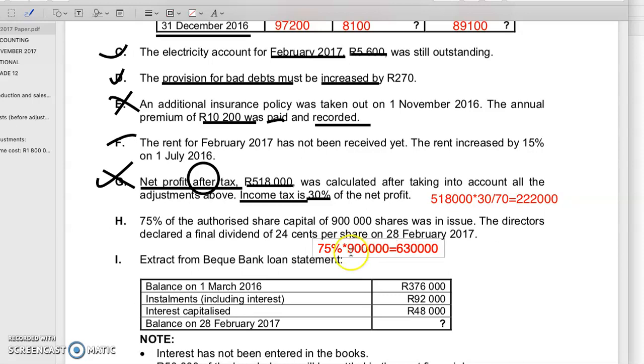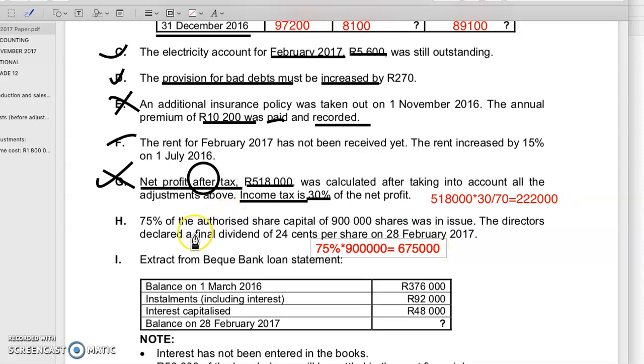Is this right? Oh no, I did 70%, not 75. So sorry, everyone. 75% of 900,000 should be, sorry, I'm doing this without a calculator, should be, okay, there we go. Okay, that's the amount of shares in issue.